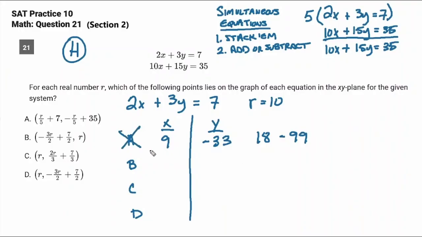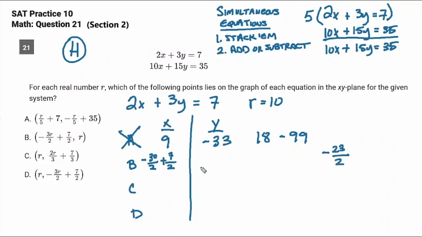All right, let's try B. Negative 3r over 2 plus 7 over 2. Looks really nasty, but it is not that bad. 3r is 30 over 2, so it's negative 30 over 2 plus 7 over 2. What is that? Denominators are the same. I'm going to put it over here. It's negative 23 over 2.